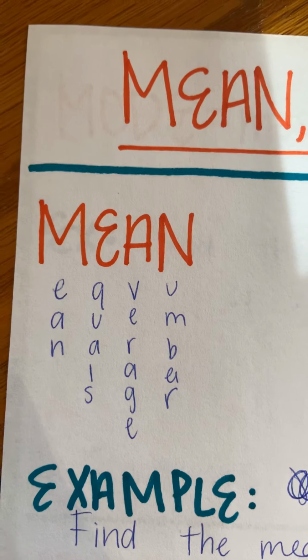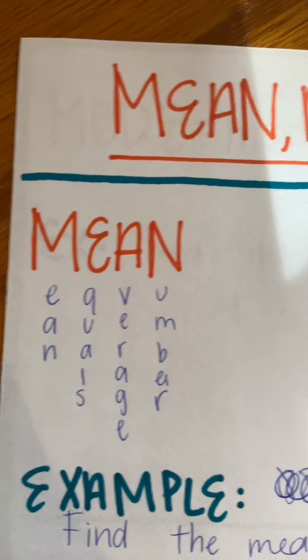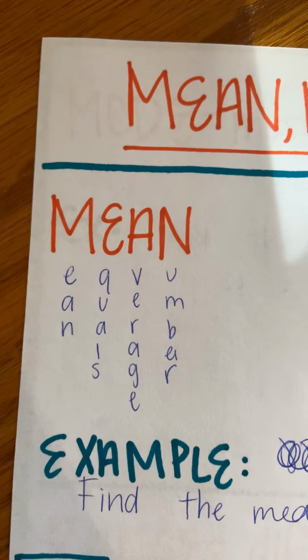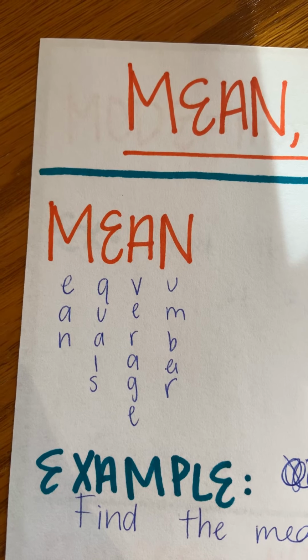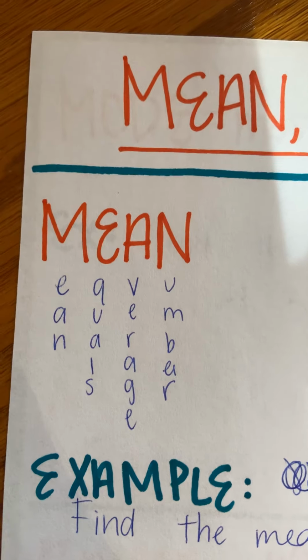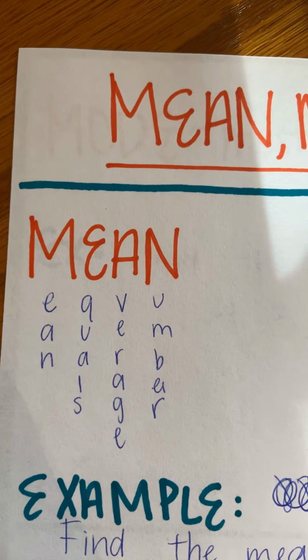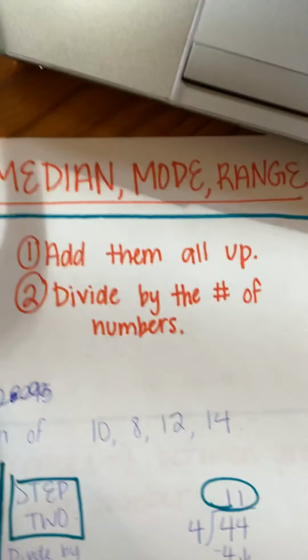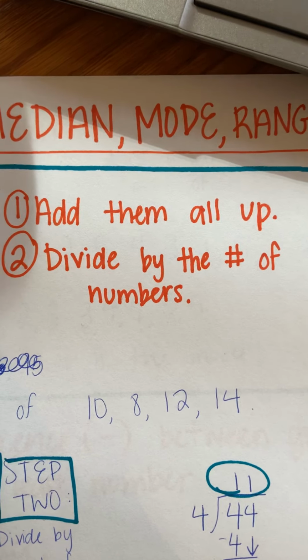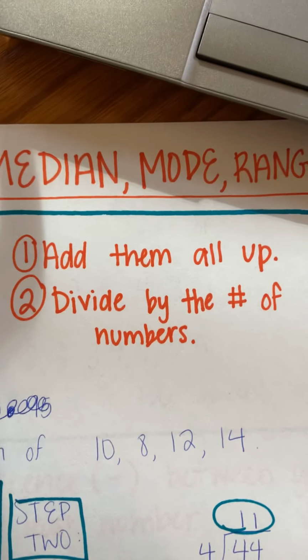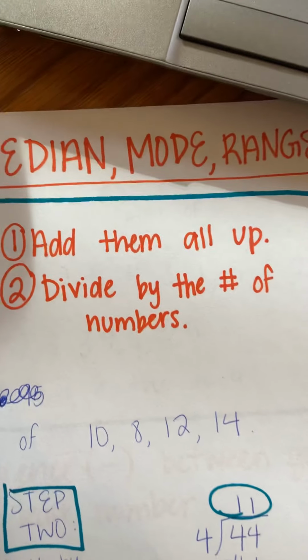So mean equals the average number. Basically, if you've ever thought about averaging test scores, or the average of something, that's what this is calculating. There's 2 steps for this. You add all the numbers up, and then you divide by the number of numbers.